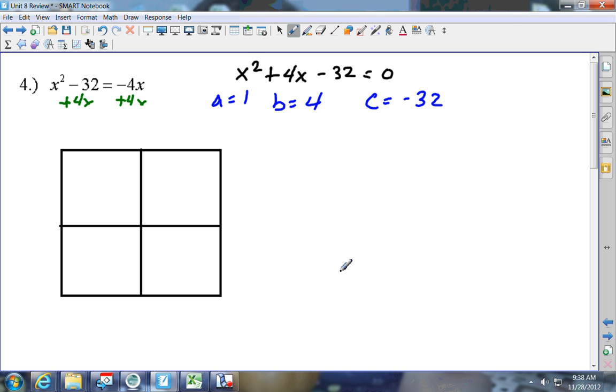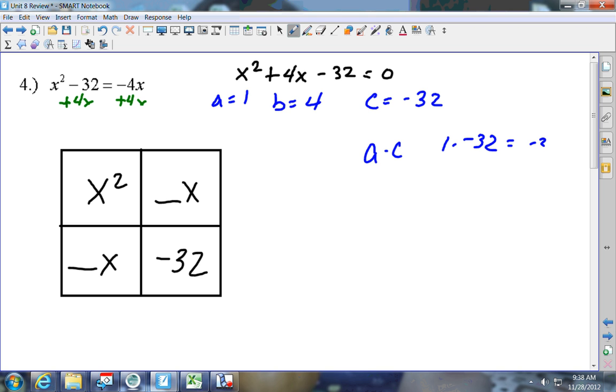That should be a 4. Now, top left-hand corner should be x squared. Bottom right-hand corner should be negative 32. Something x, something x. A times C, 1 times negative 32 is negative 32. The factors of negative 32 that add up together to give you 4 should be 8 and negative 4, because when you multiply them together, you get negative 32, but when you add them, you get positive 4. 8 and negative 4.